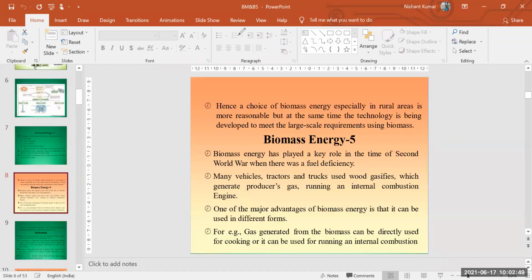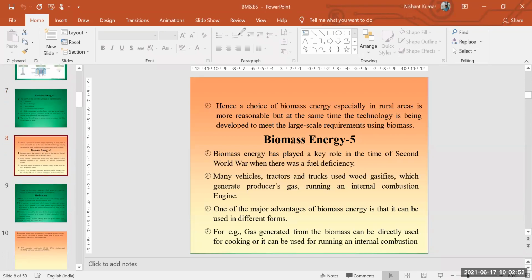Okay, we'll move ahead. See over here, biomass energy played a key role in the time of the Second World War, when there was a fuel deficiency. All renewable energy was concentrated on at that point, when the fuel crisis was at its peak. So they moved to alternatives. Many vehicles and trucks used a wood gasifier, which produces gas to run an internal combustion engine.